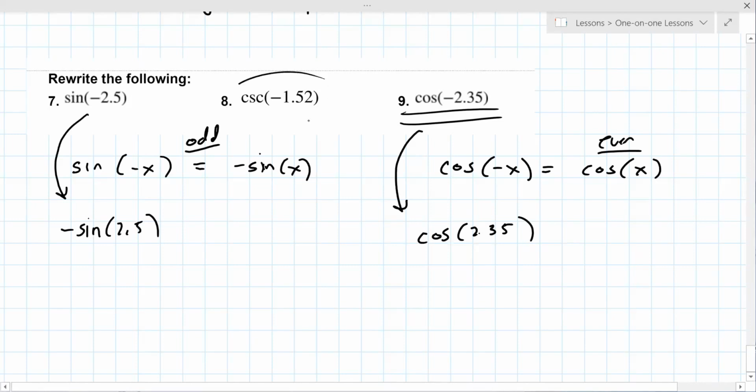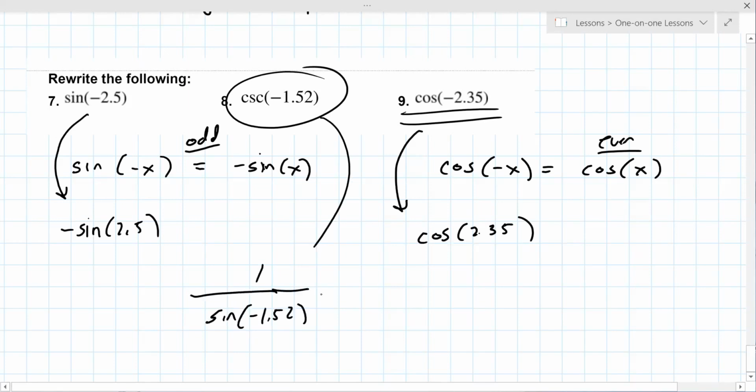All right, now this one over here is cosecant. Cosecant is really 1 over sine minus 1.52. So this becomes, just from the first one there, negative 1 over sine of 1.52.